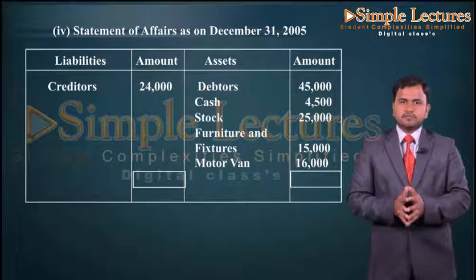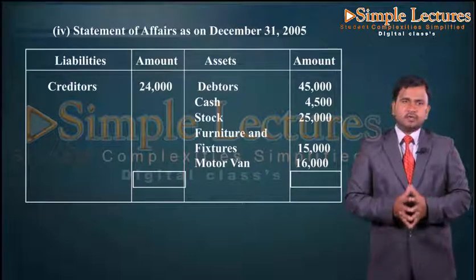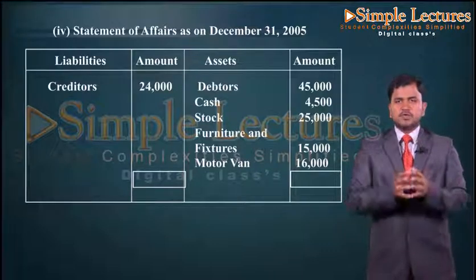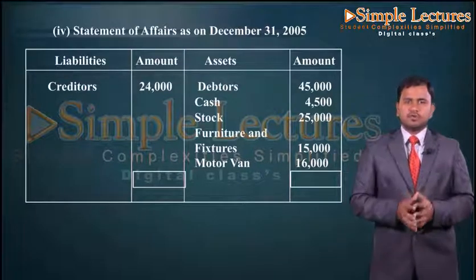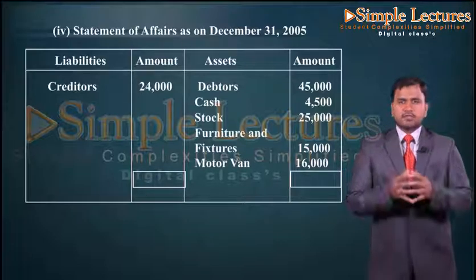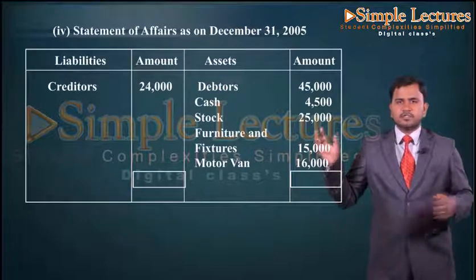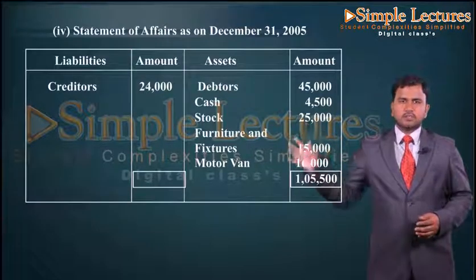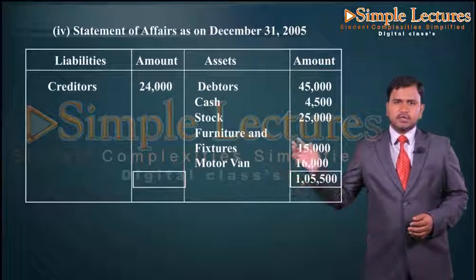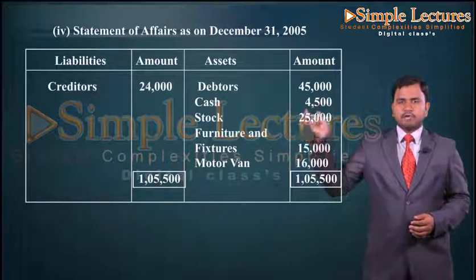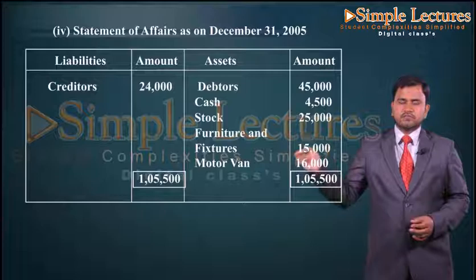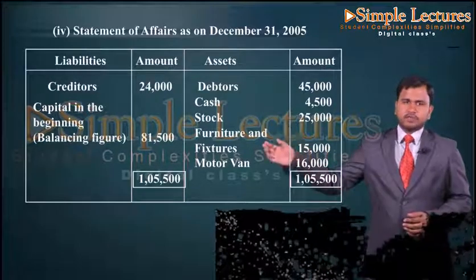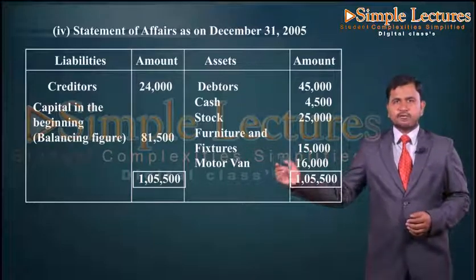So by having this information, we are going to find out the capital in the beginning. All the information we have taken in the statement of affairs is the opening balances, so that we can find out the opening balance of the capital. When coming to the asset side, our asset side total is more, where we have 1,05,500 and the same total we are going to record in the liabilities side, 1,05,500 minus creditors 24,000, and the difference we are getting is 81,500. So the entry will be capital in the beginning, in bracket balancing figure, 81,500.